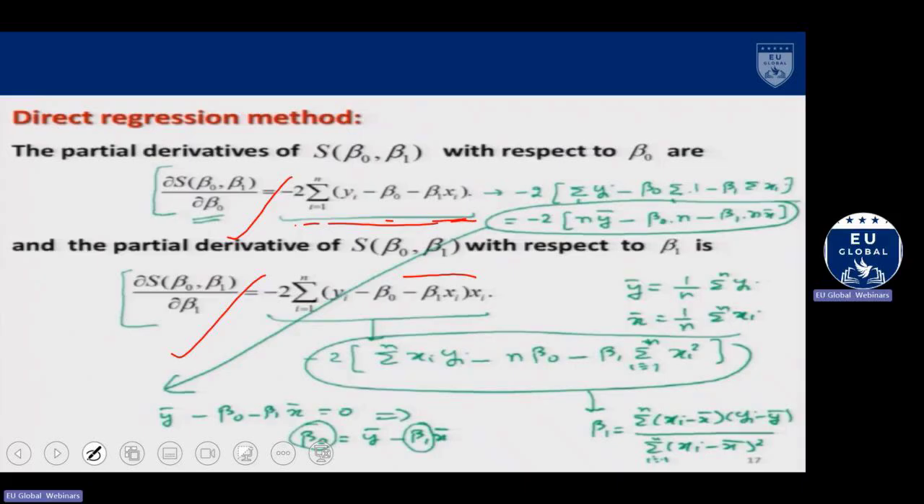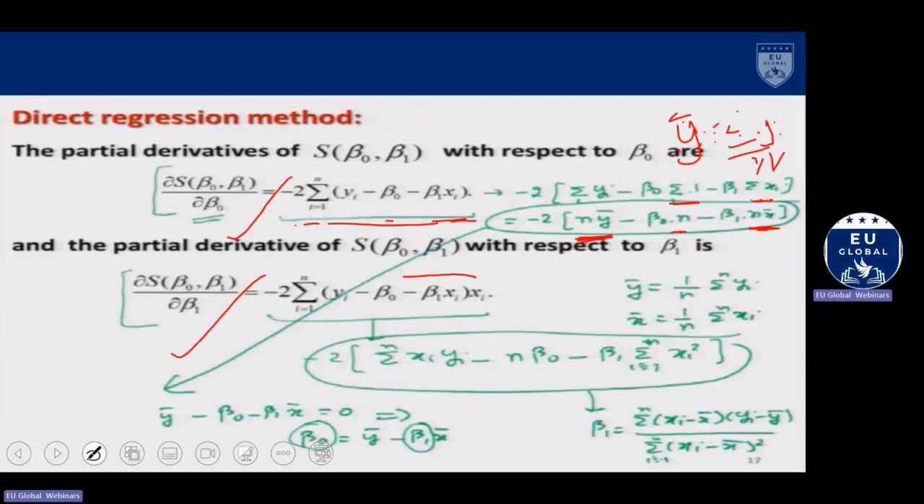We already have done this before by using the partial derivative with respect to db naught. And in this, we take minus 2 and summation of yi minus b naught summation of 1 minus beta 1 summation of xi. So here, summation of yi can be written as n y bar, because we know y bar is equal to summation of yi upon n. So summation of yi becomes n y bar. Similarly, summation of 1 can be written as n, and summation of xi can be written as n x bar, right?